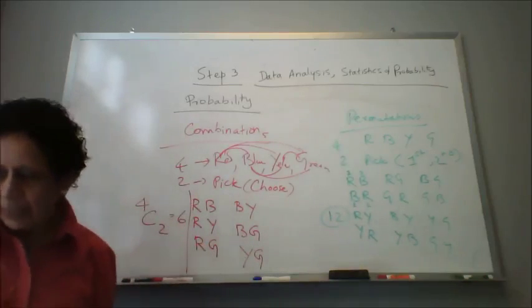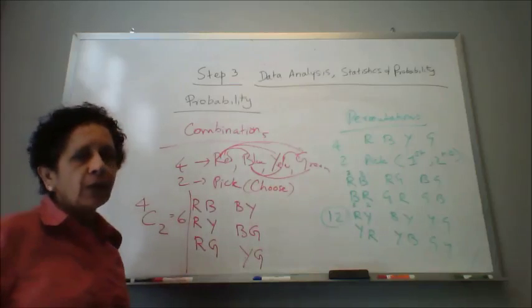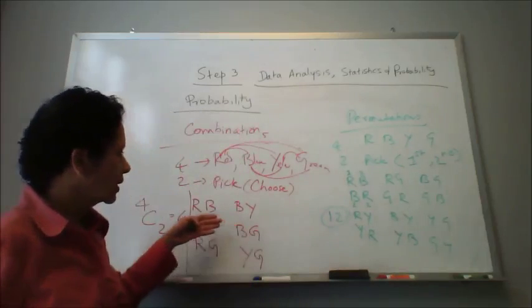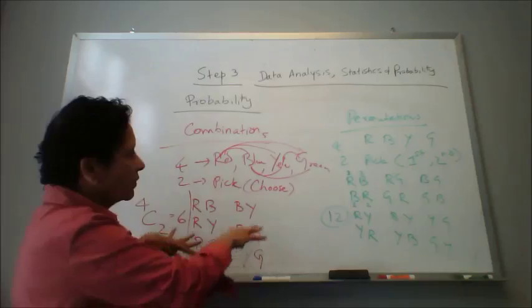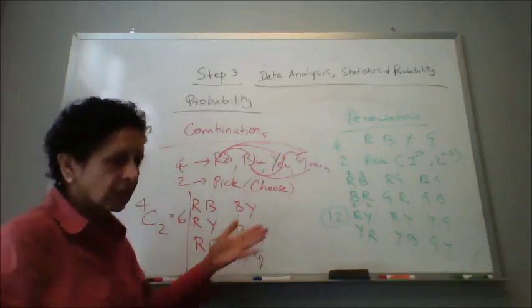So when you read the problem, you need to read it carefully. Does order matter or not? If order matters, you would do the permutation. If order doesn't matter, then you would use the combination. In this case, I've written it down, so it's very easy to see 6 and 12.